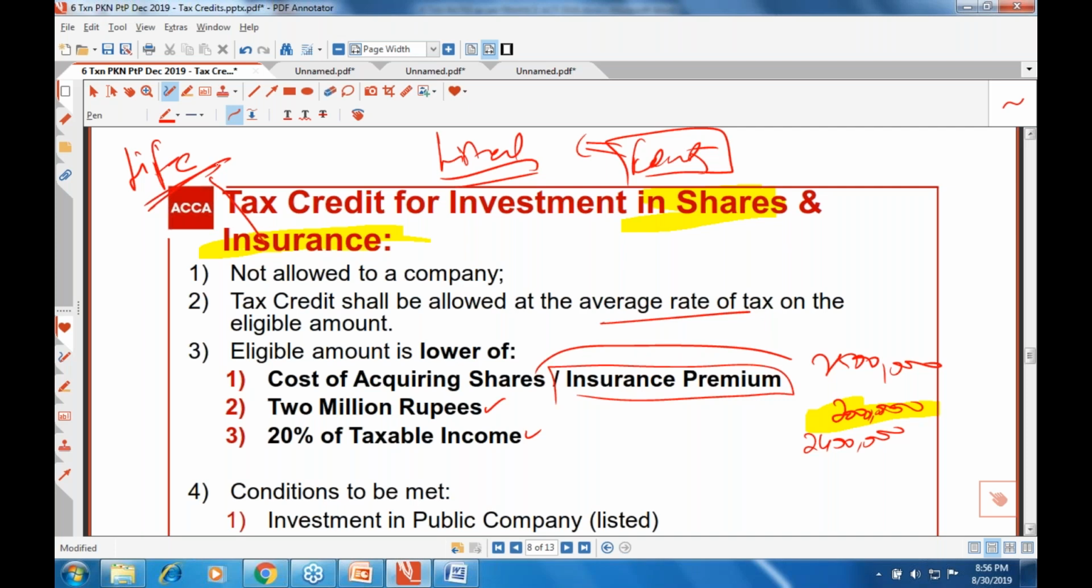You cannot claim rebates for both. You can only claim a reduction for either of them. I'm repeating it again: you cannot claim reduction for both. It has to be either of them.